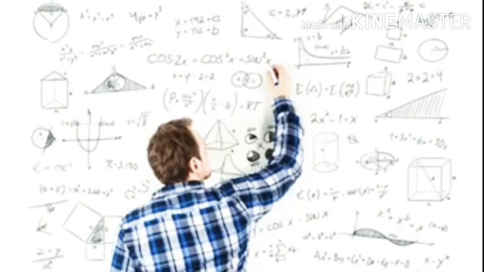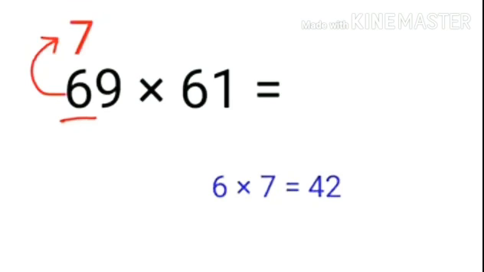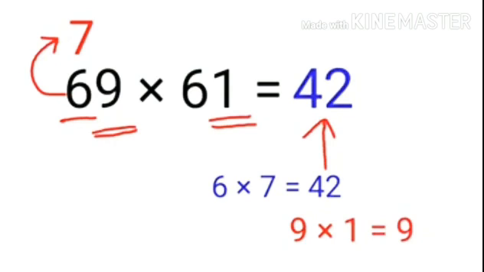Okay, so what is 69 times 61? Immediately. Next number after 6 is 7. So 6 times 7 is 42. And 9 times 1 is 9. So we put 09 here. That's your answer, 4209.